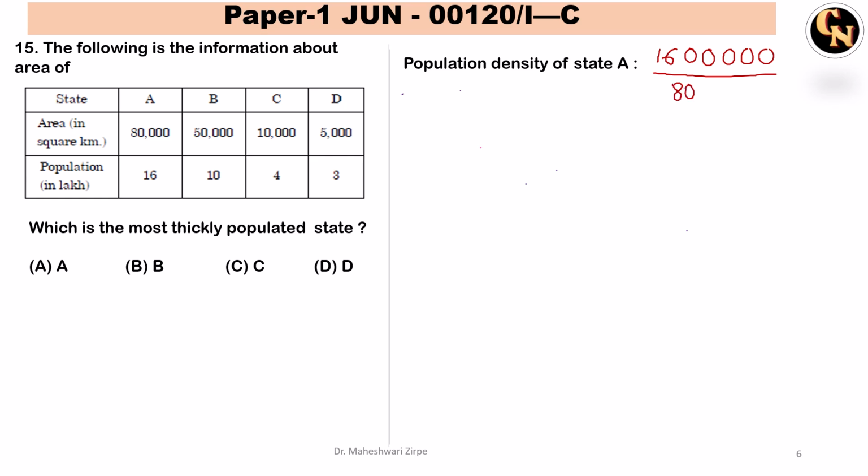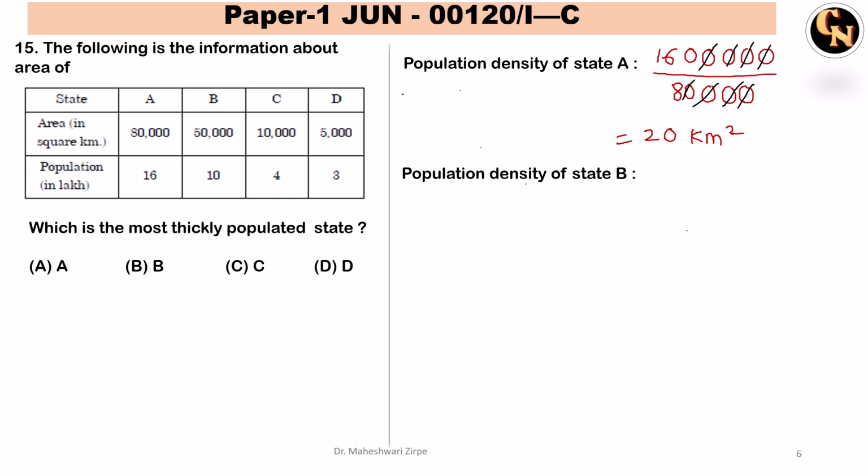80,000 has 3 zeros. Okay. So you can just cut the zeros, 1, 2, 3, 4. So here it is 1, 2, 3, 4, and your answer comes out to be how much? It comes out to be 20 square kilometer. Okay, 20 square kilometer. This is the population density for state A. Similarly, we can find it for state B.